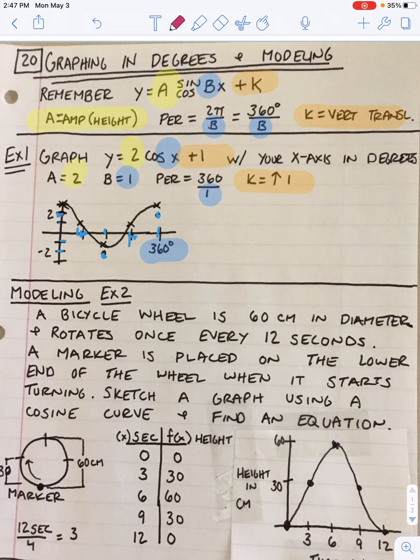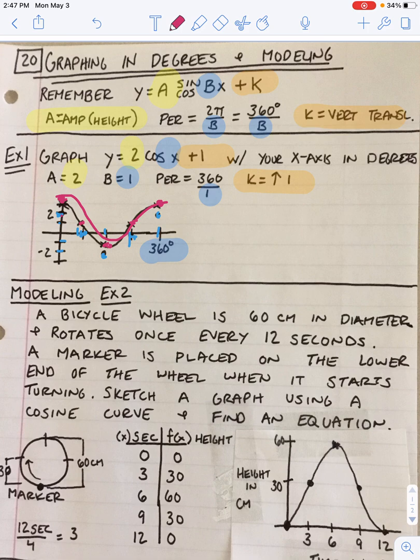So my first dot at 2 is going to move up instead to 3. My next dot at 0 is going to move up to 1. My next dot at -2 is going to move up to -1. My next dot at 0 is going to move up to 1. And my last one at my period of 360 is going to move up 1. Whoops, that didn't quite follow, but you get the idea.